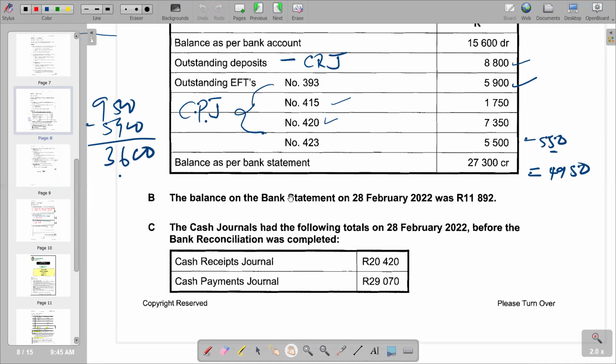So it means the balance on the bank statement on 20 February 2022 was 11,892. So that reflects the opening balance that you're going to use in the bank reconciliation statement. So for us to see if it's a favorable balance or unfavorable balance, we look at the sign on this figure. We see that it's a positive figure. So if it's a positive figure, it's supposed to be the opening balance on the credit side. So we go there and go to the credit side.